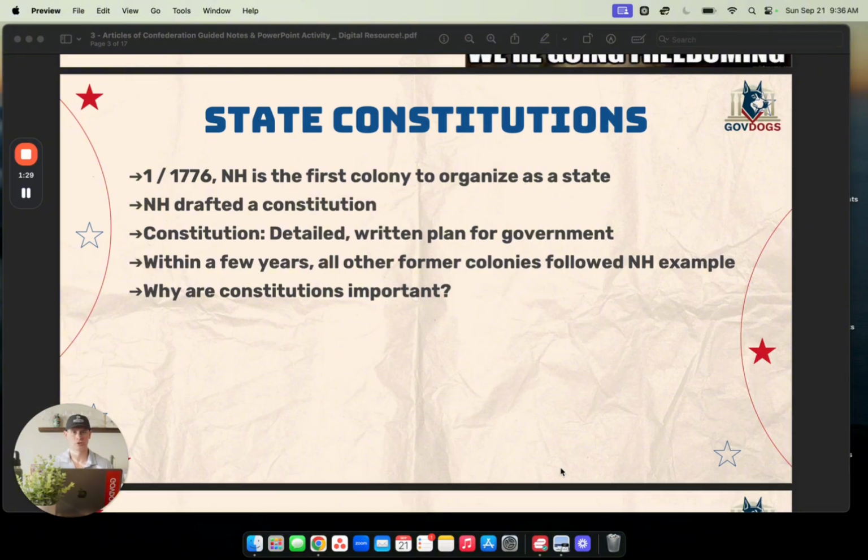Now, obviously, constitutions are going to be very important because the citizens of a state or of a country need to know what's expected of them. They need to know what the procedures are, how to interact with their government, what roles the government plays in their daily lives, what roles the government plays in terms of their protections, and things of that nature. So constitutions are very, very important because it sets a rule book for how citizens interact with their government.